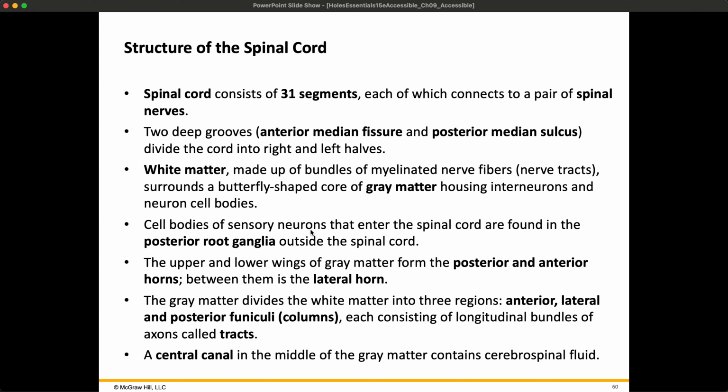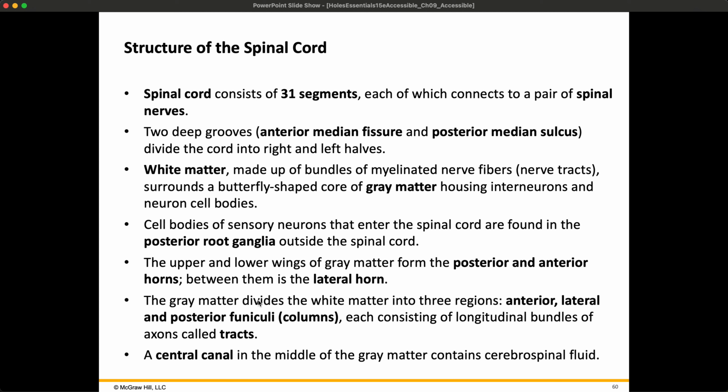Cell bodies of sensory neurons are in the posterior root ganglia, so the actual spinal cord only contains axons. It doesn't contain any cell bodies. And there are also things called the horns, the posterior and anterior horn and a lateral horn. These are just portions of gray matter.